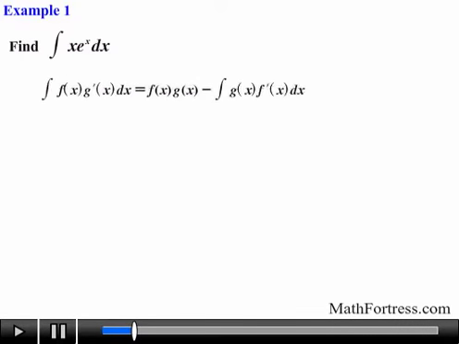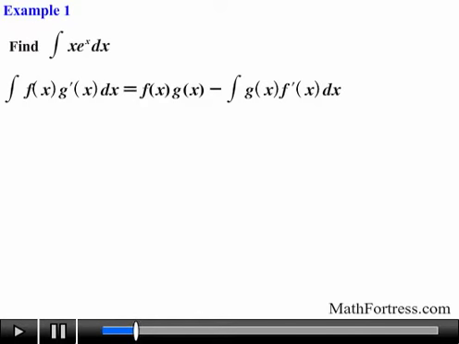Find the integral of x times e to the x dx. Alright, we first need to notice that the integrand contains a product of two functions, specifically x and e to the x. This is a perfect candidate to use integration by parts to find the integral. Let's use the first form of the integration by parts formula.